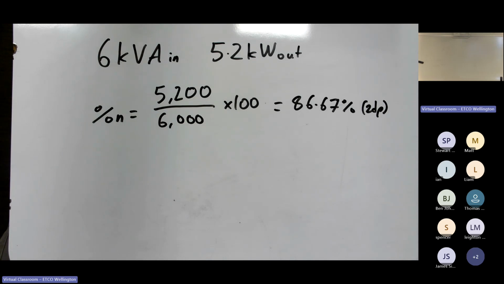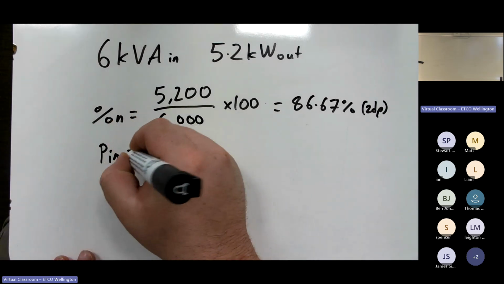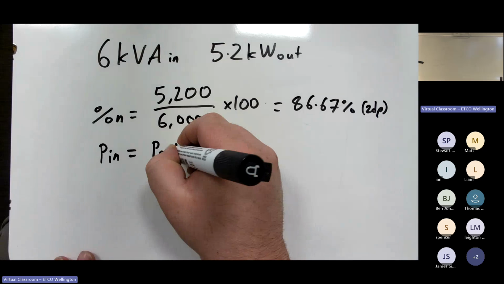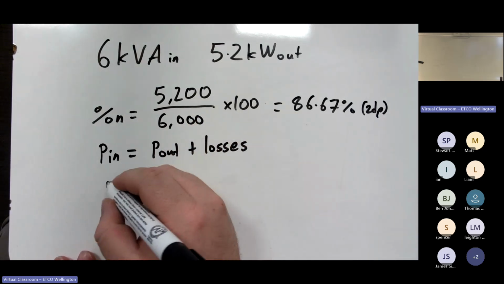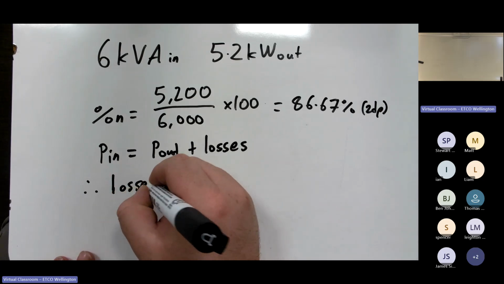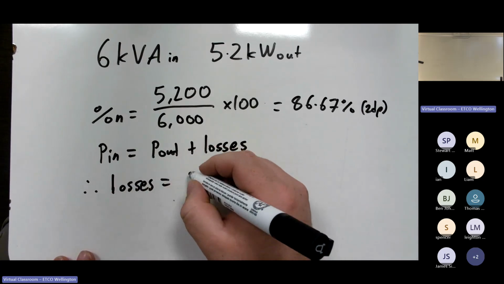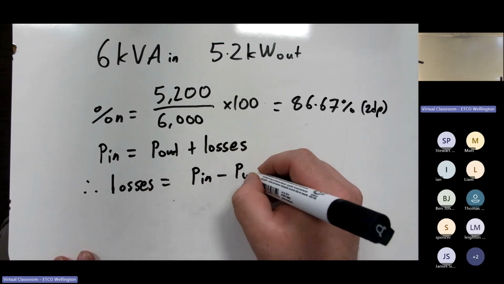And then we can work out our losses because we know that P in equals P out plus losses. So therefore, losses equals P in minus P out.